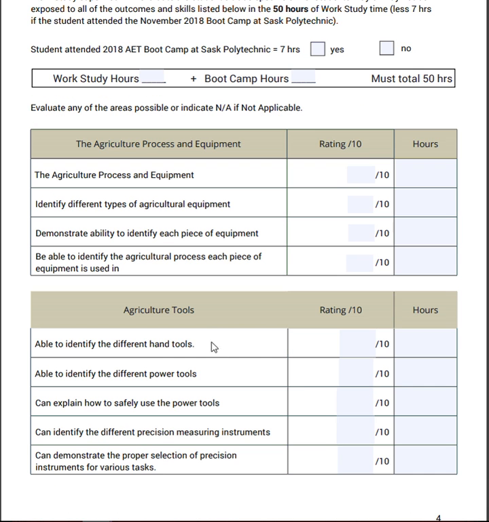The next topic is agricultural tools. So is the student able to identify different hand tools, different power tools? Can they safely use them? Can they use precision measuring instruments and demonstrate proper selection of precision instruments for various tasks? Out of 10, and once again, if they spent 45 minutes or an hour identifying hand tools, please let us know.